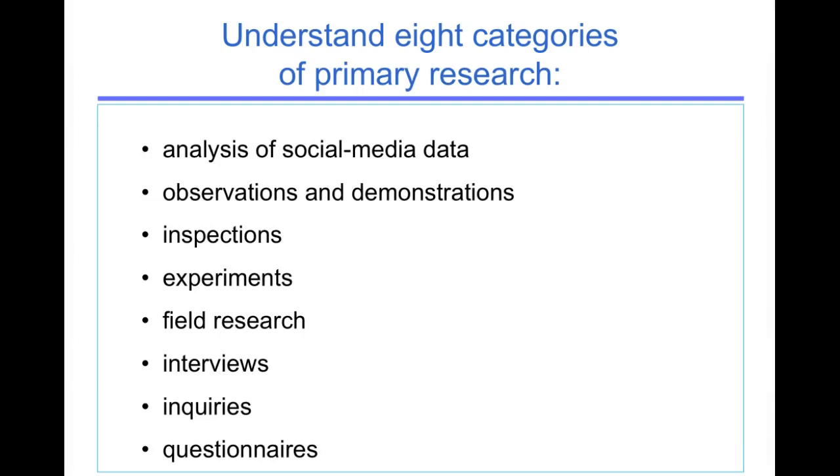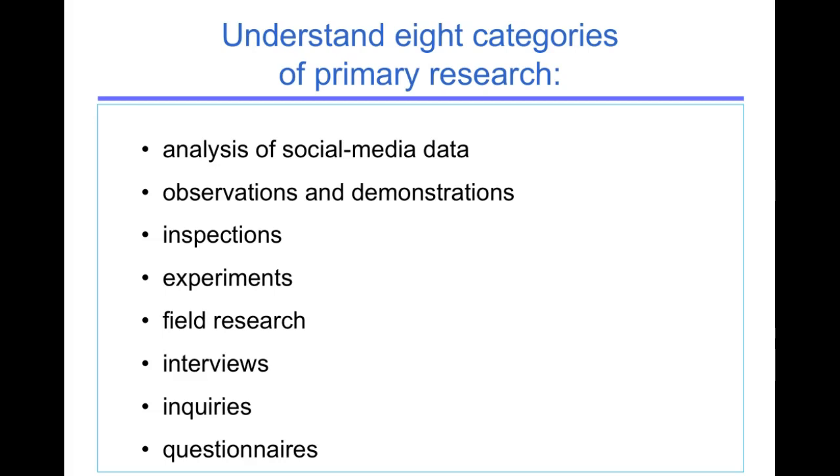There are 8 different categories of primary research to be aware of. Primary research is a lot of the research that you will do. The difference between secondary and primary: secondary is something that somebody else has already done, and you're referring to other people's research. Primary is the research that you actually do yourself. It's the data that you gather yourself. So you can do that by looking at social media data, looking at blogs, reading what people have to say. You can look at observations and demonstrations.